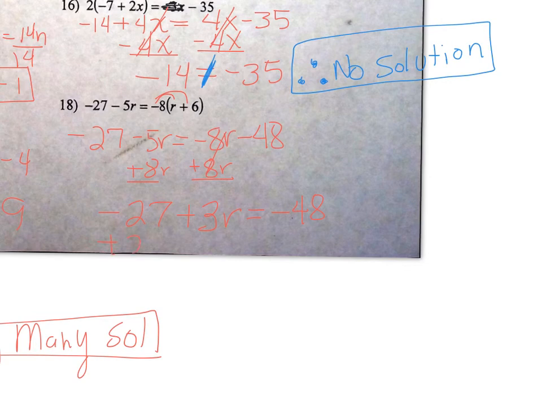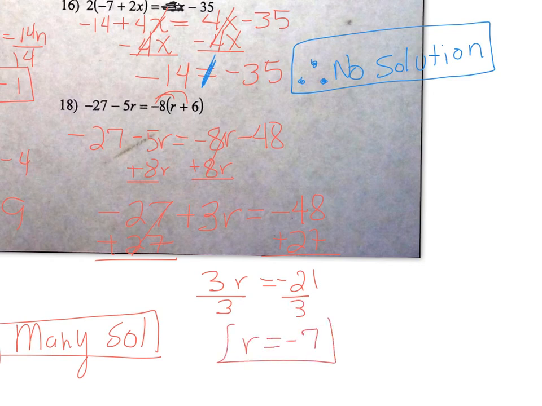So at this point we add 27 to both sides of the equation. So 3r equals negative 21. Then divided by 3, r equals negative 7. And that's the last problem of the review.